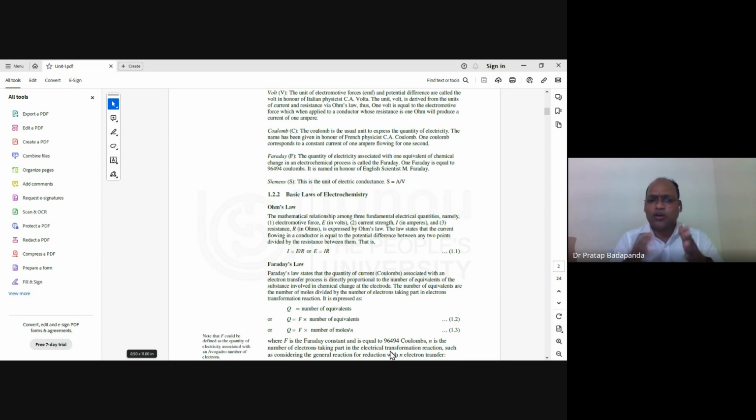In this scenario, conductance and resistance: what blocks the current is called the resistance, and what makes the current flow faster is connected to conductance. So conductance is reciprocal to resistance. Okay, now we'll come down to the basic laws of electrochemistry. I told you basic laws.